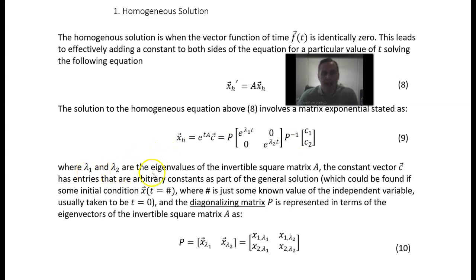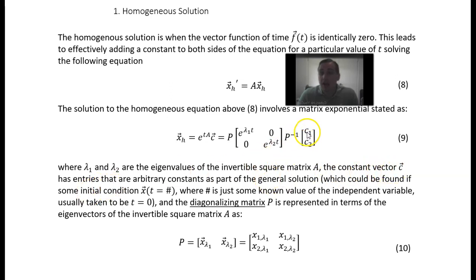So here are the eigenvalues, and matrix A here has to be an invertible square matrix. Invertible meaning that its determinant is non-zero, and what it also means is that you can find eigenvalues. So in other words, it's a non-singular matrix. Okay, so that's the idea. And then the constant vector, I already mentioned that.